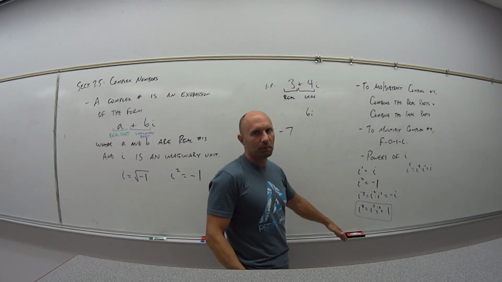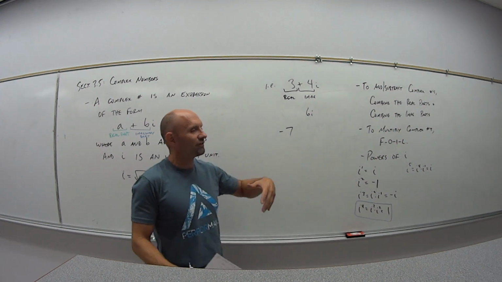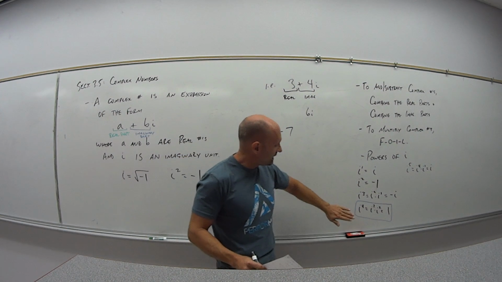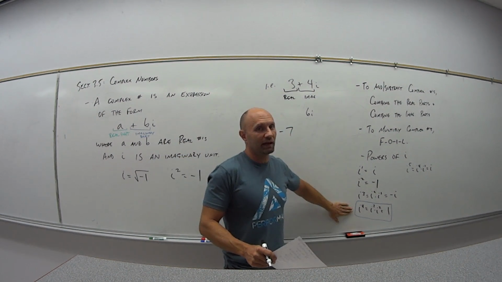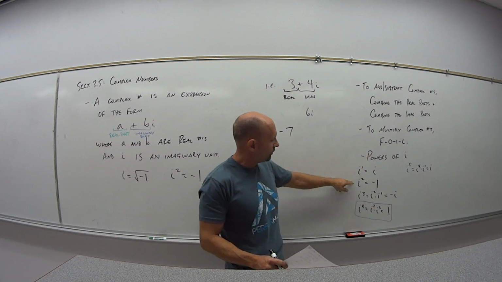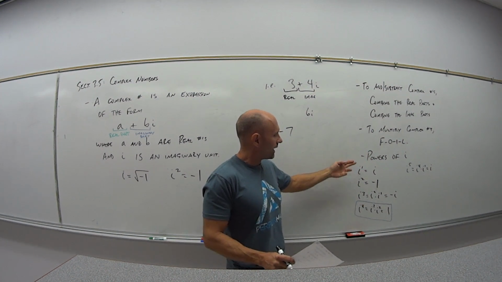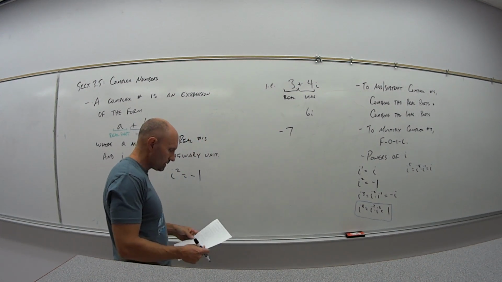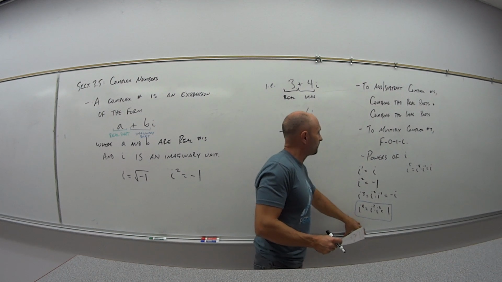And this will just keep repeating. So if I have to simplify i to some power, I pull out as many factors of 4 as I can. That just gives me 1, and whatever I'm left with is either going to be 1, 2, or 3. I know it's either i, negative 1, or negative i. So let's look at a few examples of this.